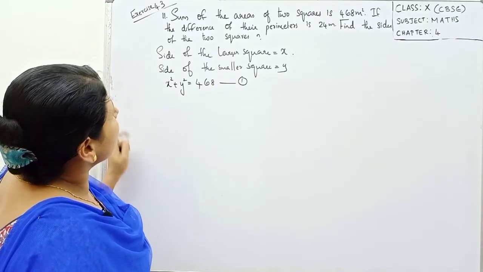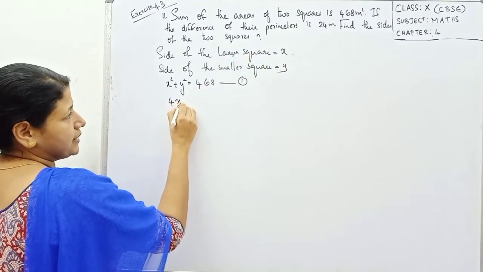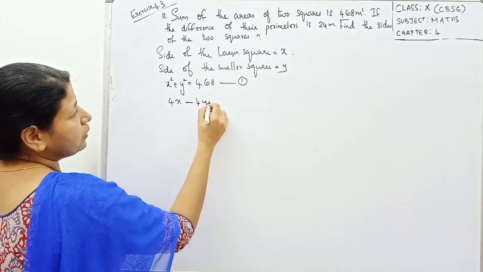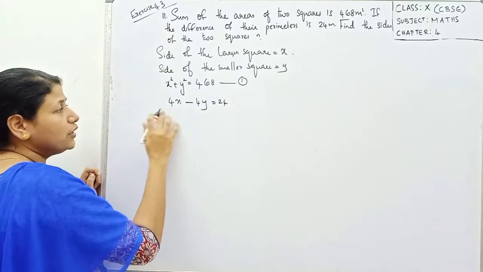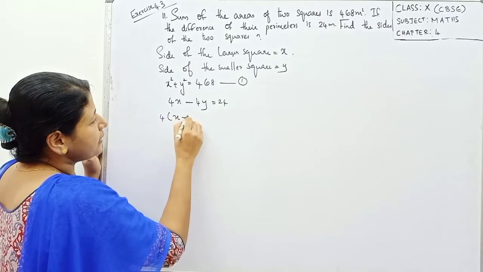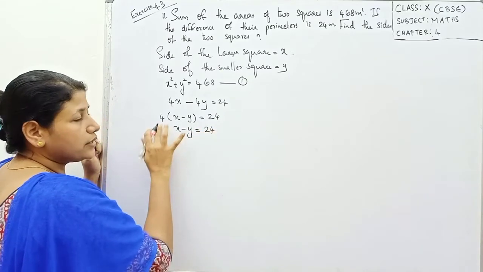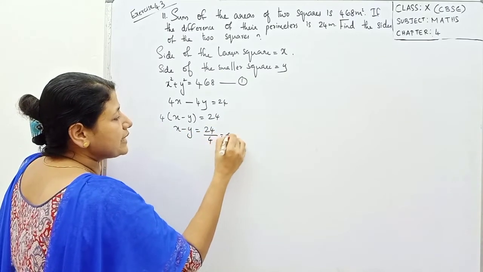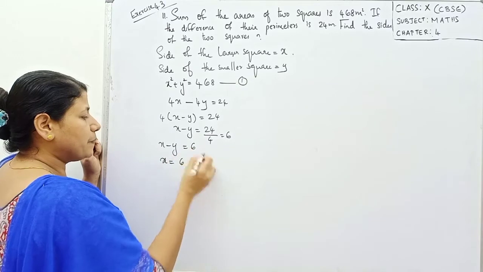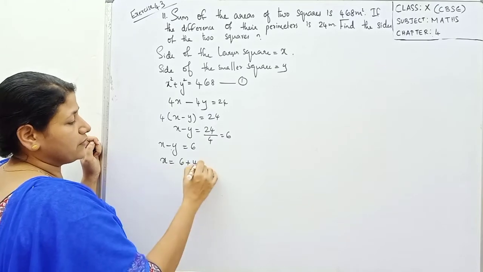And the next section it is given that the difference of their perimeters. So what is the perimeter of the first square, which is 4x, and the perimeter of the other is 4y. The difference means 4x minus 4y equal to 24. We can take 4 out from both the terms. 4 into x minus y equal to 24, or we can write x minus y equal to 24 by 4, so you will get 6. That is x minus y equal to 6, or we can write x equal to 6 plus y. This y is taken to that side, it will be plus. x equal to 6 plus y. This is your second equation.